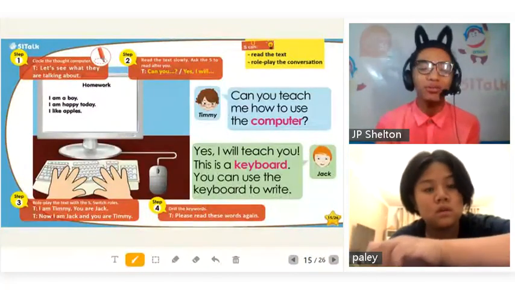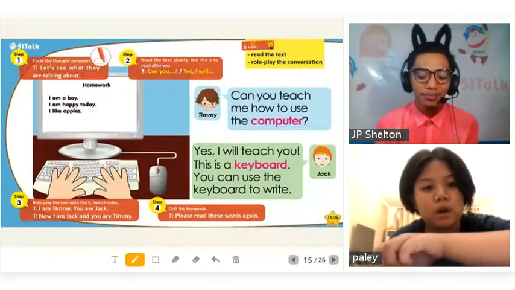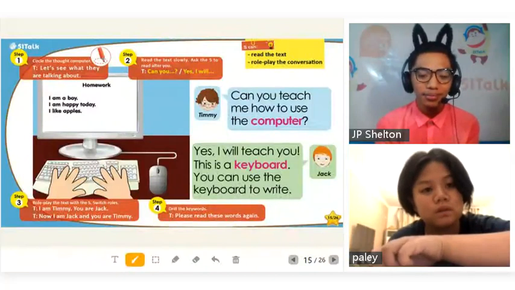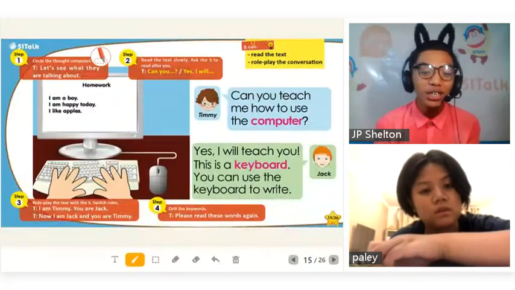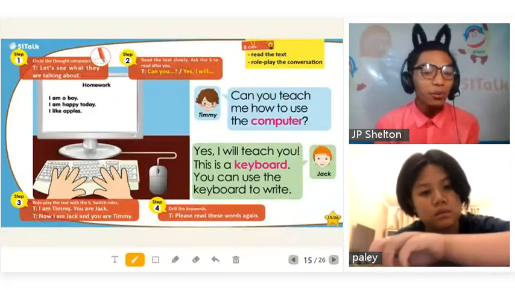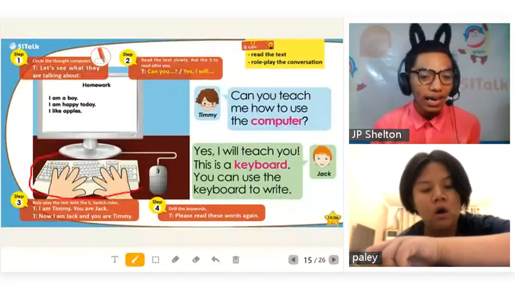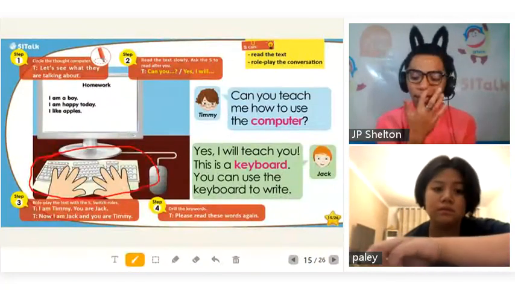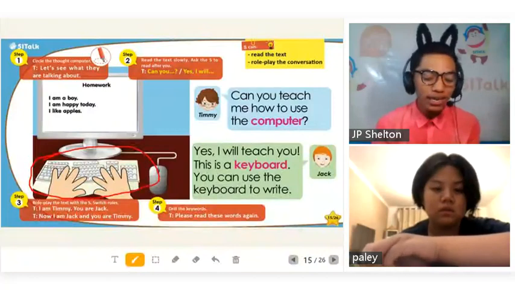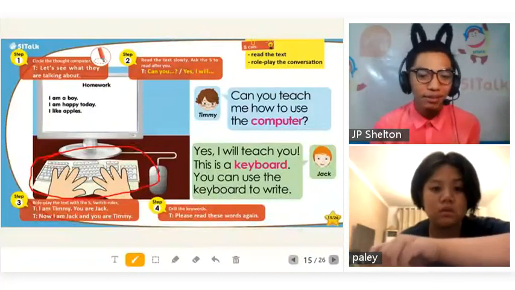So now, I am Jack and you are Timmy. Please read first. Can you teach me how to use the computer? Yes, I will teach you. This is a keyboard. You can use the keyboard to write. Okay, very good. So now let's go to the next page.